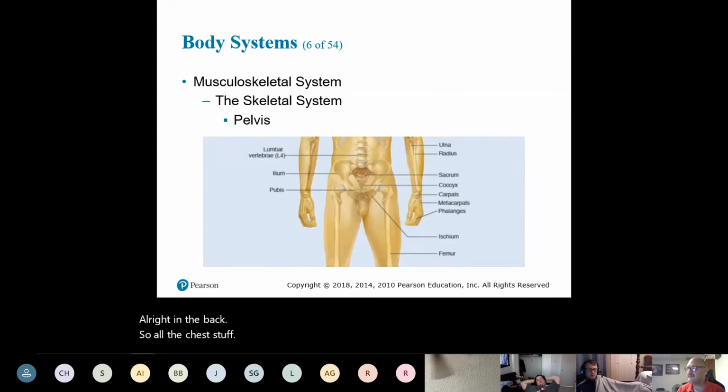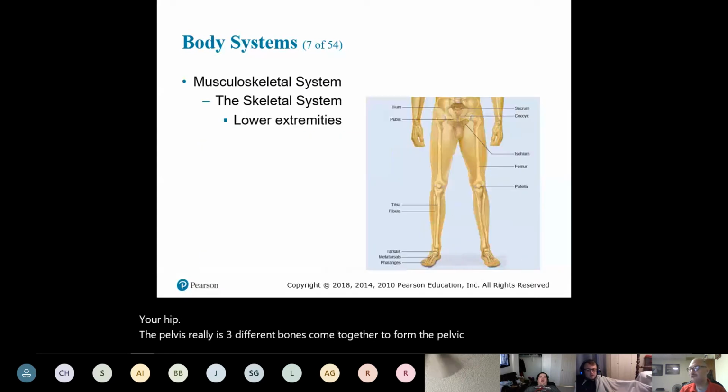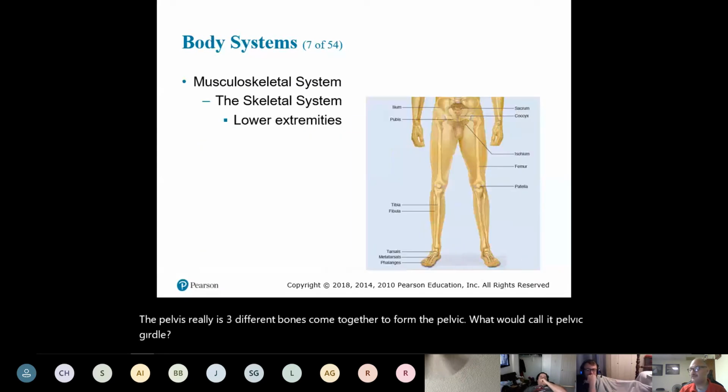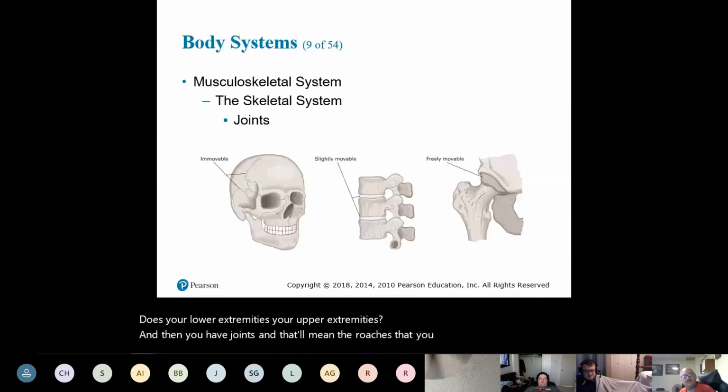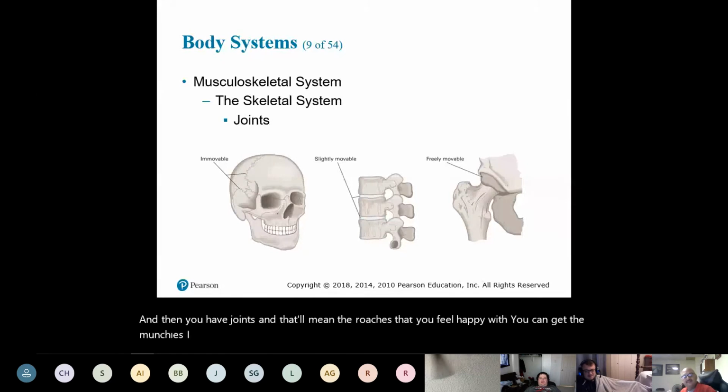Then you have the pelvis, your hip. The pelvis really is 3 different bones come together to form what we call the pelvic girdle. Okay. There's your lower extremities, your upper extremities. And then you have joints. And I don't mean the roaches that you feel happy with and you get the munchies. I mean joints as in articulations.